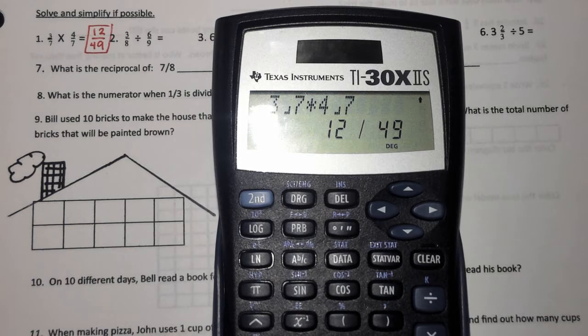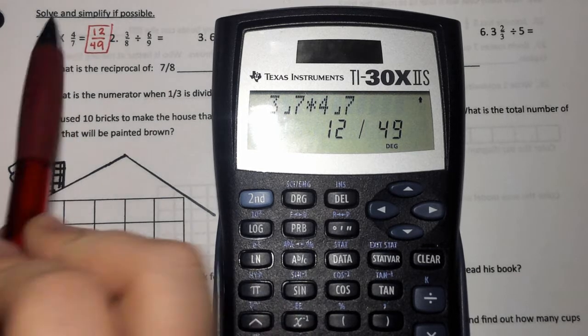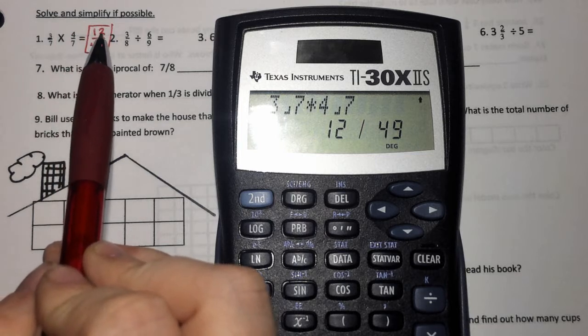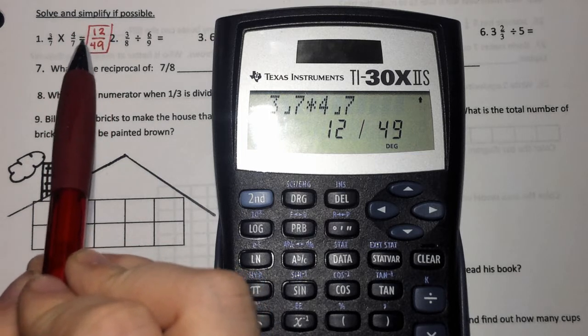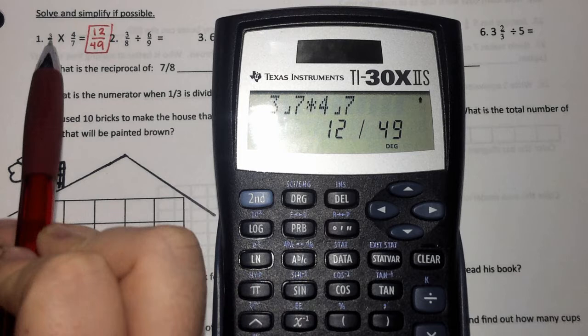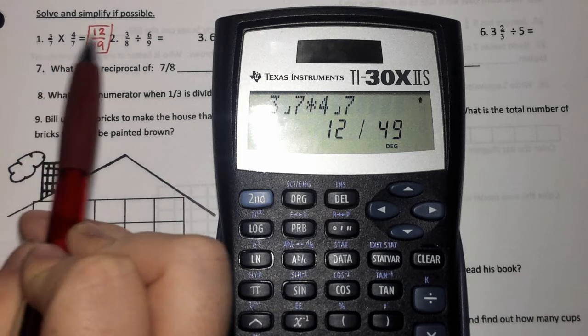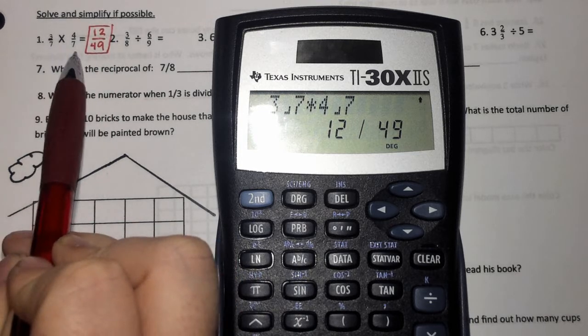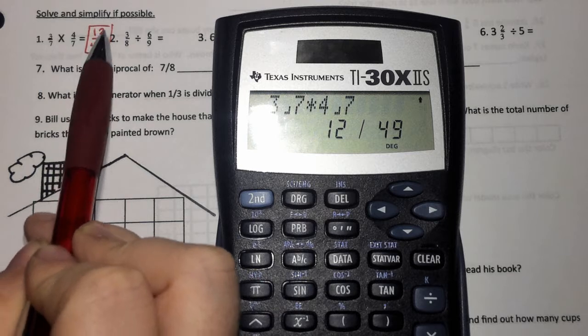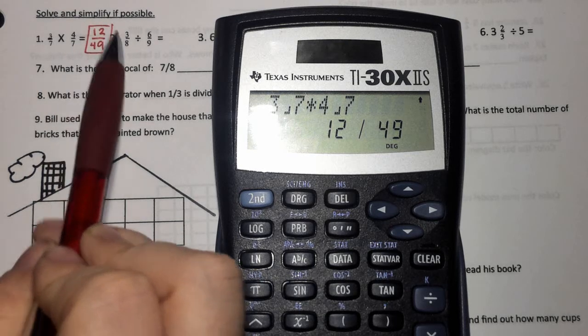So I'm going to talk about number 1 real quick again for those of you watching at home. When you're multiplying fractions, we're just going to go straight across. So we have 3 times 4 is 12. 7 times 7 is 49. This will not simplify. There are a couple of ways we can check that.